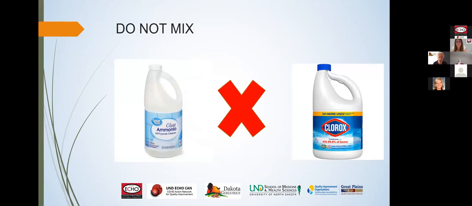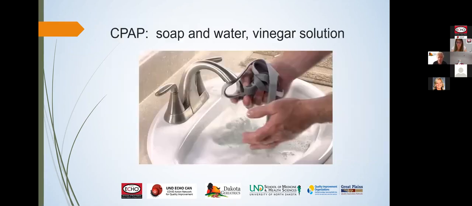That might be an emergency room visit. But again, just making sure staff are knowledgeable about not mixing solutions. I think that's close to the last slide there. Next, no, we got a couple more. Yeah, so for the CPAPs, soap and water, you can use vinegar solution. I just want to emphasize that vinegar solutions are not anti-COVID, so just be aware of that.